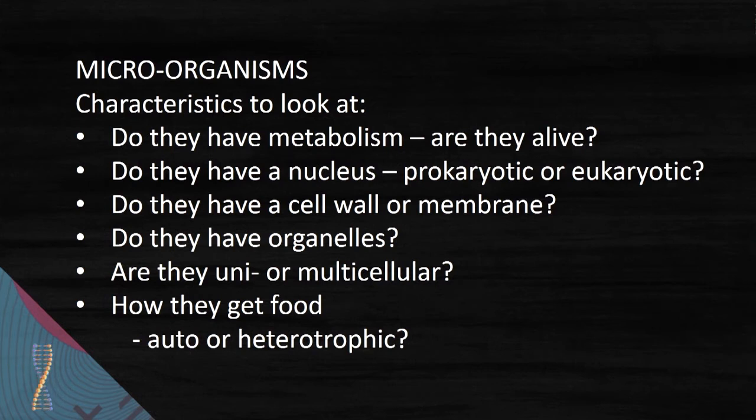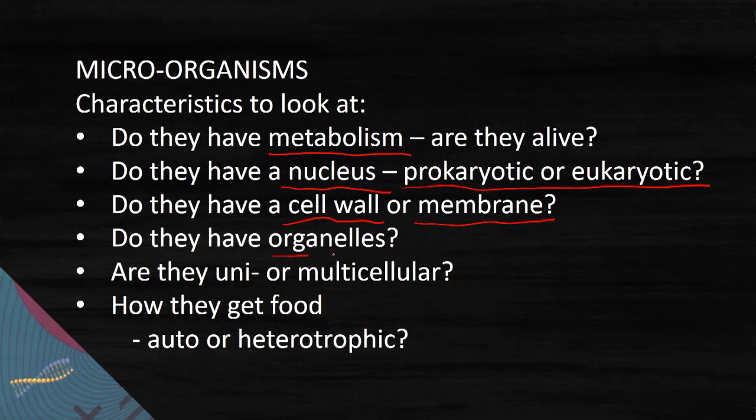First of all, they say, do they have metabolism? Is something happening inside them? Do they have a nucleus? And you should have come across the terms prokaryotic for those that don't have a proper nucleus, or eukaryotic for those that do. Next, they look at, do they have a cell wall, in which case they are more plant-like, or do they have a membrane? In other words, are they more animal-like?